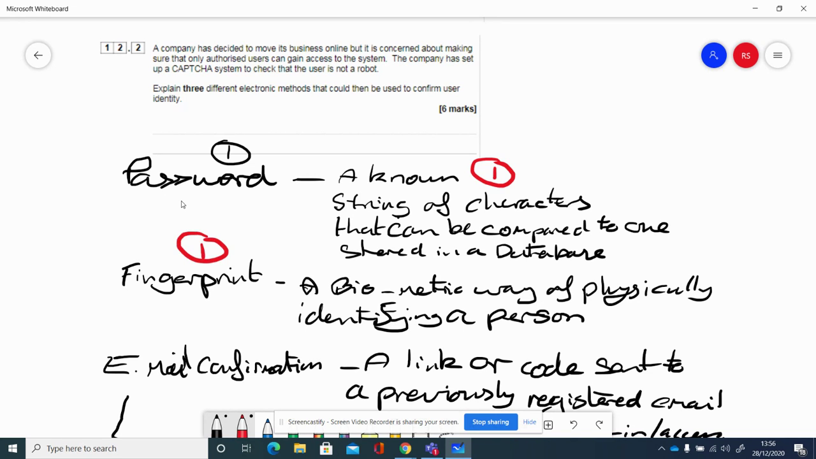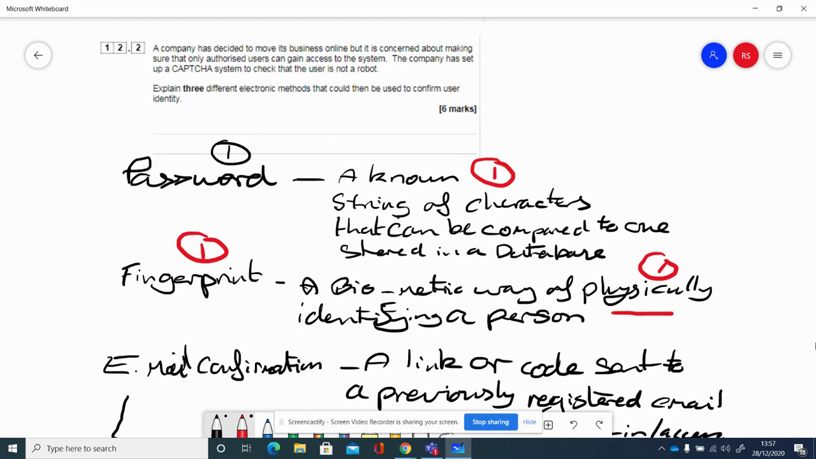A fingerprint, so it's a biometric idea. It doesn't have to be fingerprint. It could be iris scan or something similar, but fingerprint's the most common and probably the easiest to do on this kind of question. So I've said it's a biometric way of physically identifying a person. So you get the mark there for physically identifying a person.